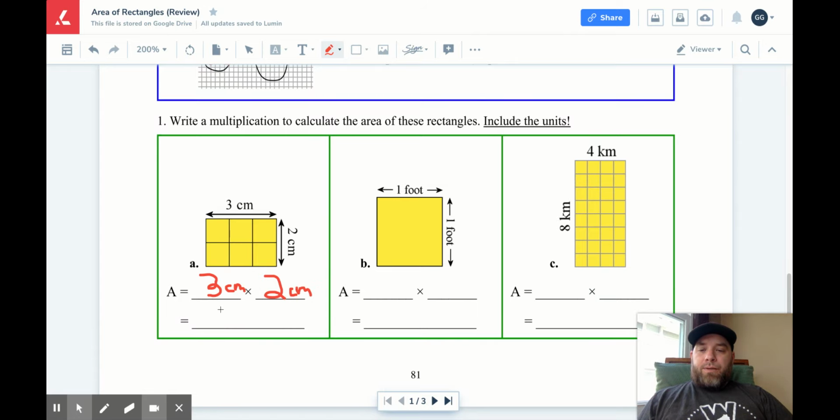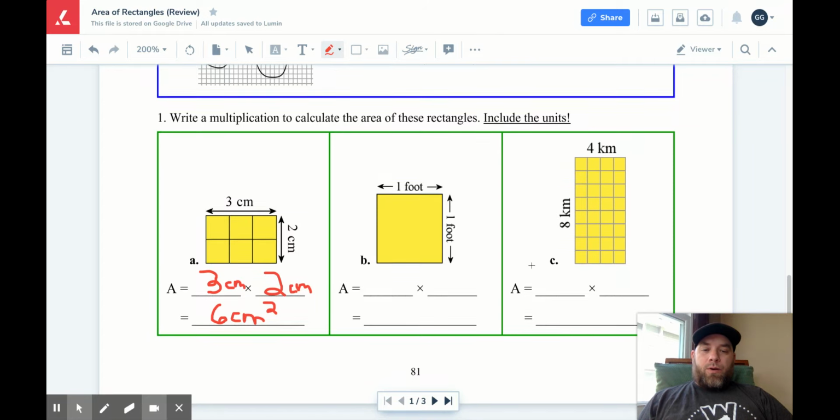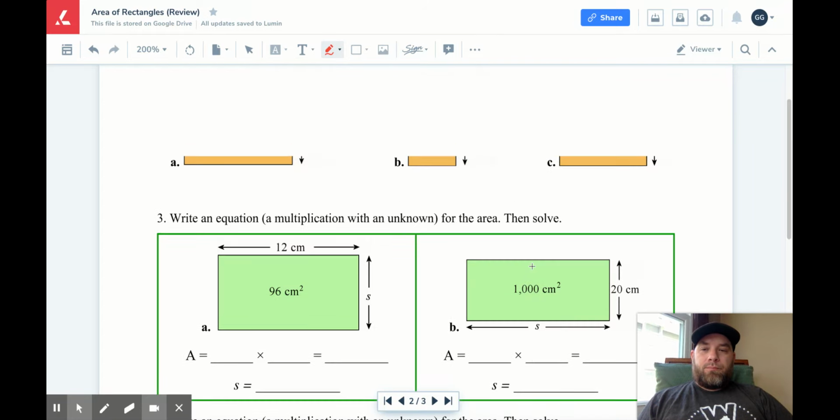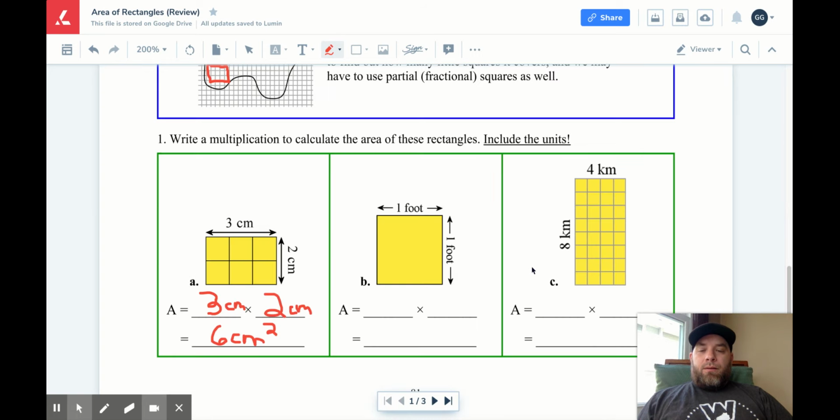And my answer is 6 centimeters squared. So here we have 1 foot by 1 foot, so 1 times 1. Here we have 8 times 4. Okay. So let's go to the next page here.